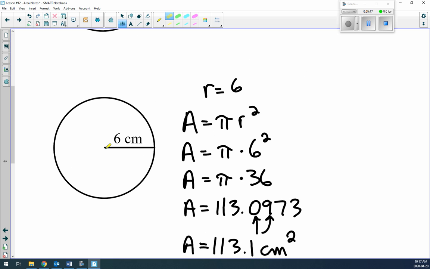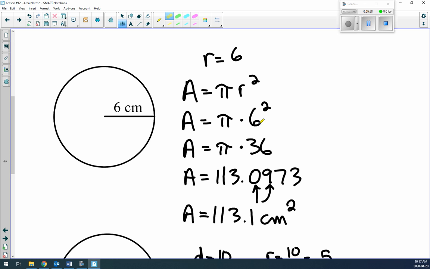Okay, so let's look at this first example here. So we have a circle. In this case, that goes from the center to the outside, so it's the radius. So the radius in this case is 6. Write down the formula. Area equals pi r squared. Plug in the 6, so 6 squared.